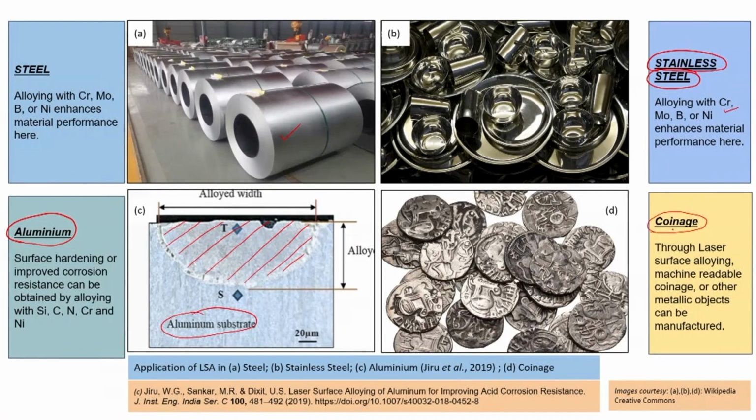Coinage. By applying the laser in surface alloying of the coinage, we can make the coinage machine readable, and other metallic objects can also be manufactured.